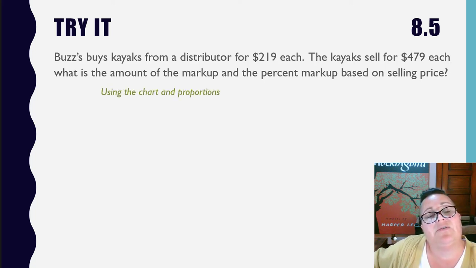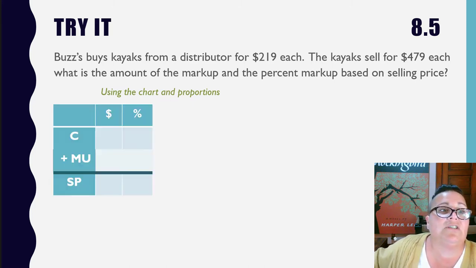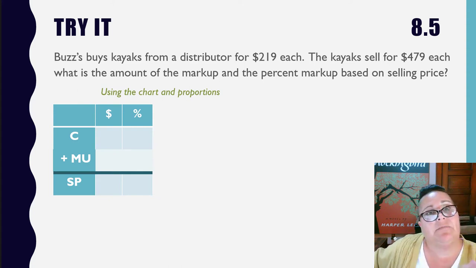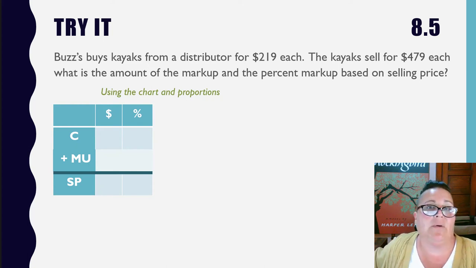We can still use the chart and proportions, the same as we did with markup based on cost. We're still going to use the same basic chart. The cost plus the markup is equal to our selling price. So our retail equation doesn't change. The cost plus the markup has to equal the selling price. Our second column is the dollar amount, and our third column is the percent.